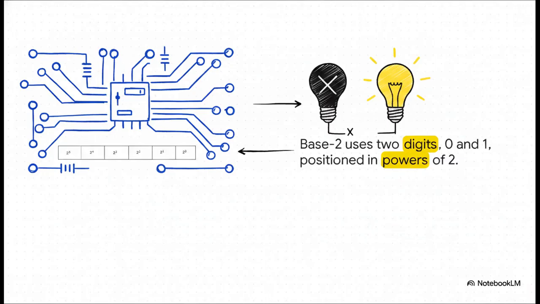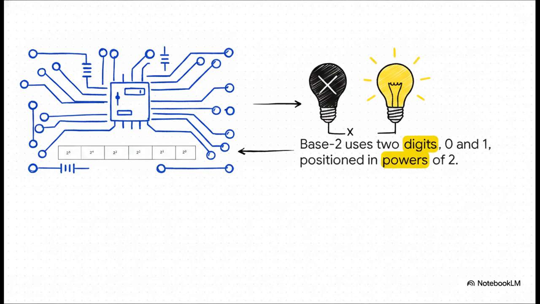So, now that we've got that universal structural rule of positions and bases locked down, let's go ahead and swap out our human base of 10 for the actual languages of computing. First up is the base 2 binary system. Because it's base 2, we're only using 2 digits, 0 and 1. Remember those on and off electrical signals we talked about earlier? Well, this is exactly where they live.